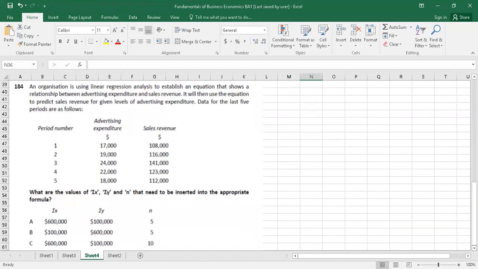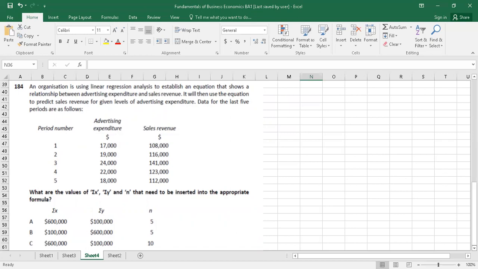Question number 184. An organization is using linear regression analysis to establish an equation that shows a relationship between advertising expenditure and sales revenue. It will then use the equation to predict sales revenue for given levels of advertising expenditure. Data for the last 5 periods are given as follows. We have 5 periods, then advertising expenditure is given, and then sales revenue is also given.